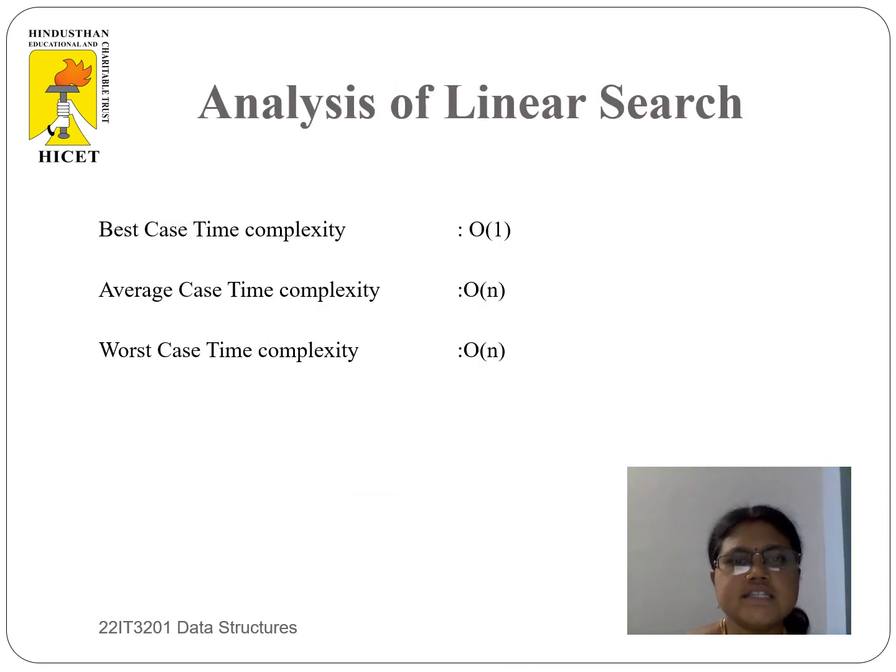Now let us see the analysis of linear search. The best case time complexity of linear search is order of 1, which means that there is a possibility that the element to be found may be present in the first position. The worst case complexity is when the element to be found may be at the last position, so it is going to be order of n. The average case complexity is also order of n, because in all other cases it can be at any other position. So in general it can be represented as order of n.